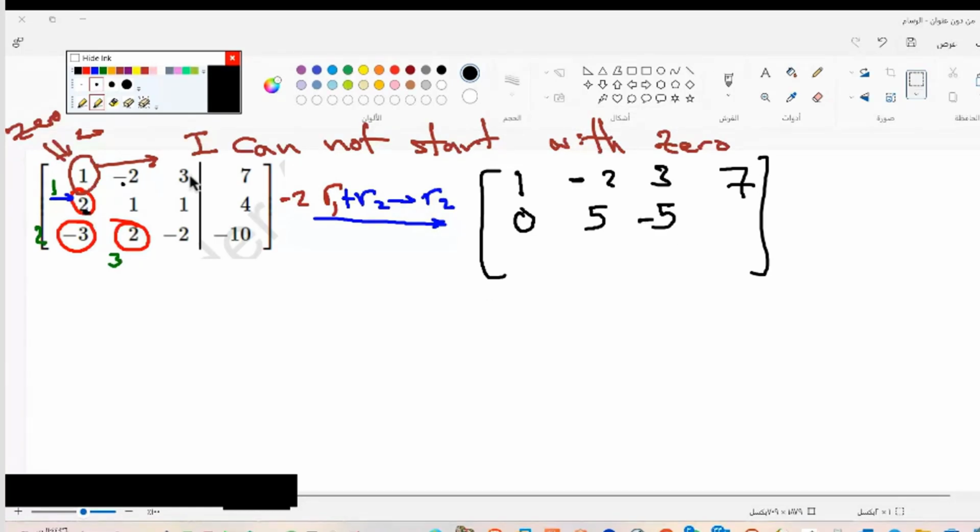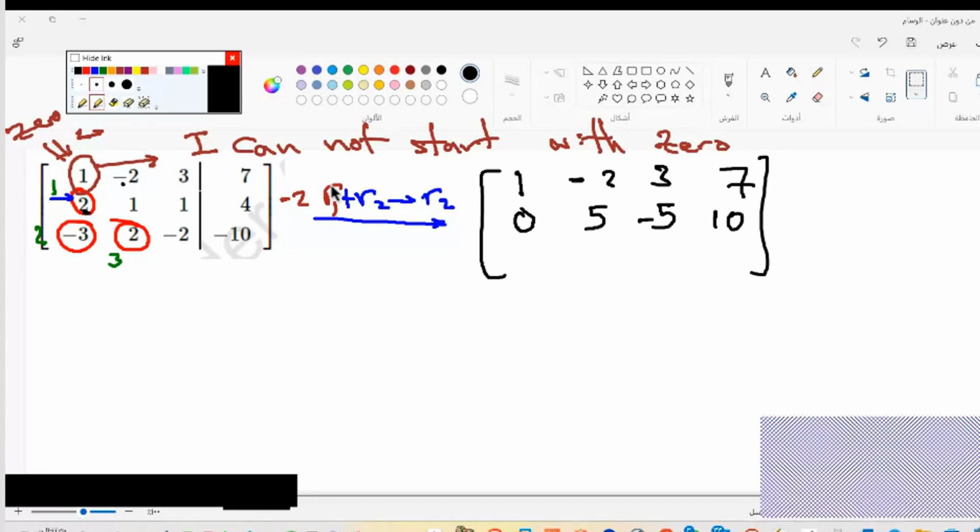Correct me if there is a mistake. Minus 2 with 7, it is minus 14. With 10, it is 10. Correct, Jamal? Is it correct?